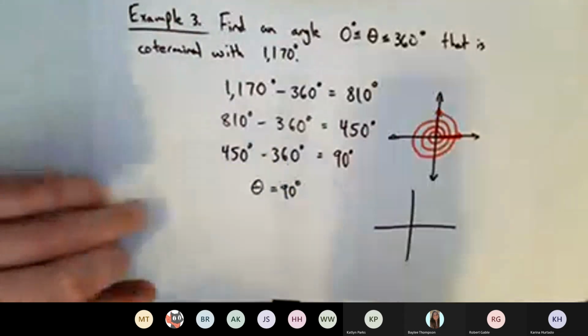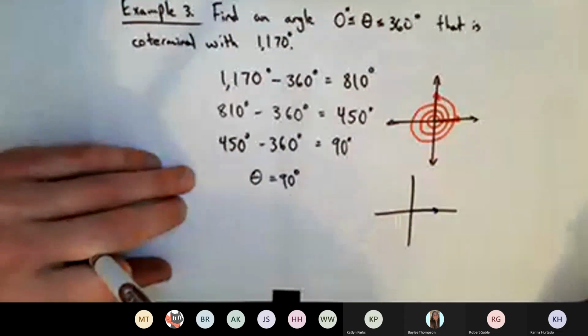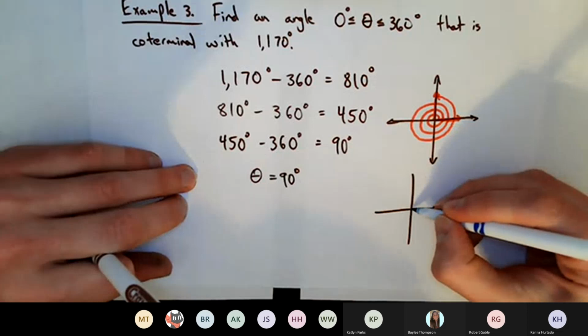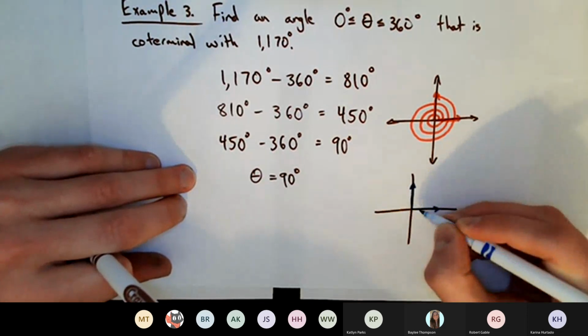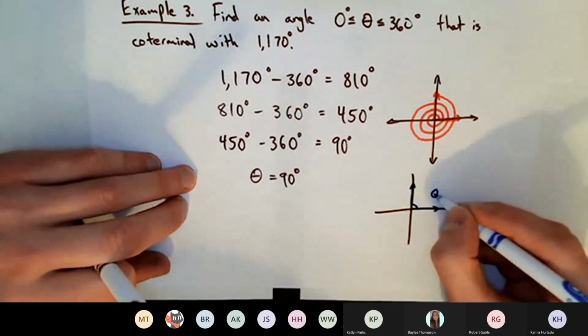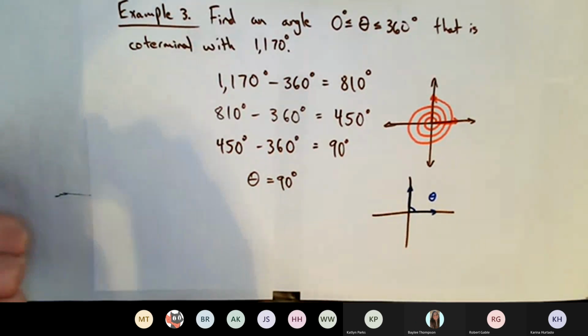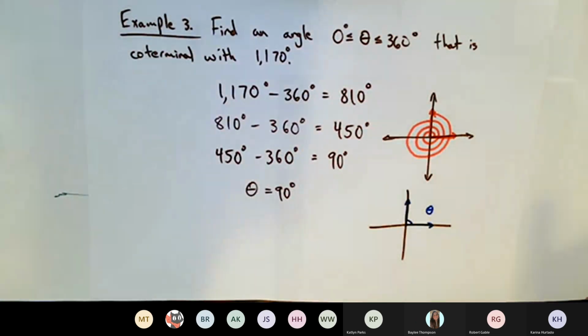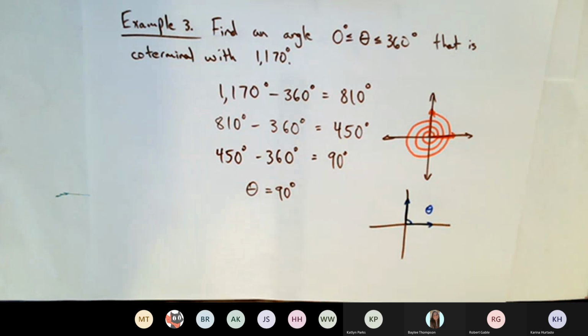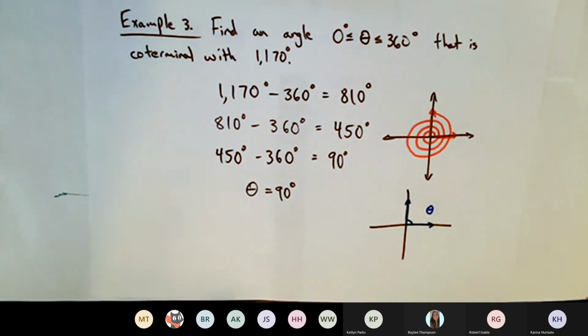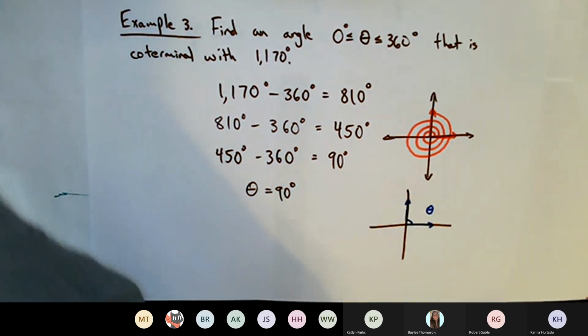Our angle that we drew has the same initial side, clearly starting on the positive x-axis and then ending at the 90 degree mark there. There's our theta that we got. It has the same initial side, same terminal side. These angles are coterminal. And this one is much simpler, easier to look at. It doesn't have all those extra revolutions.